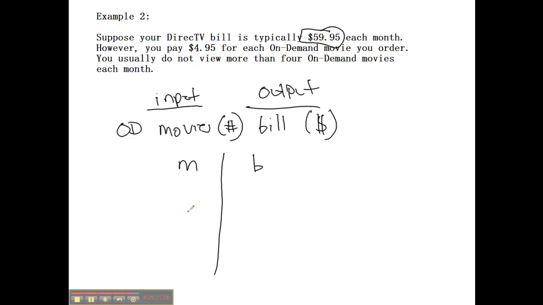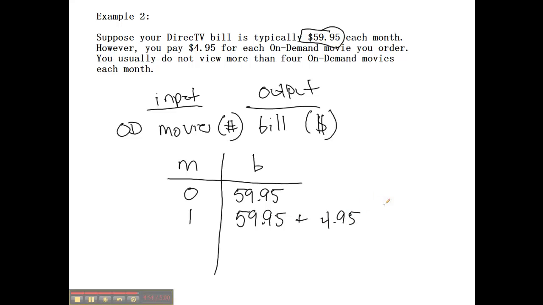And I'm just going to look at a couple examples right below just to see how the two are related. So what happens if I watch 0 on-demand movies? If I don't watch any, I'm not charged the per movie pay. I only pay the $59.95. If I watch 1 on-demand movie, well, I still pay the $59.95, but now I have to add to that $4.95, which puts me at, well, let's see, that would almost be $65.